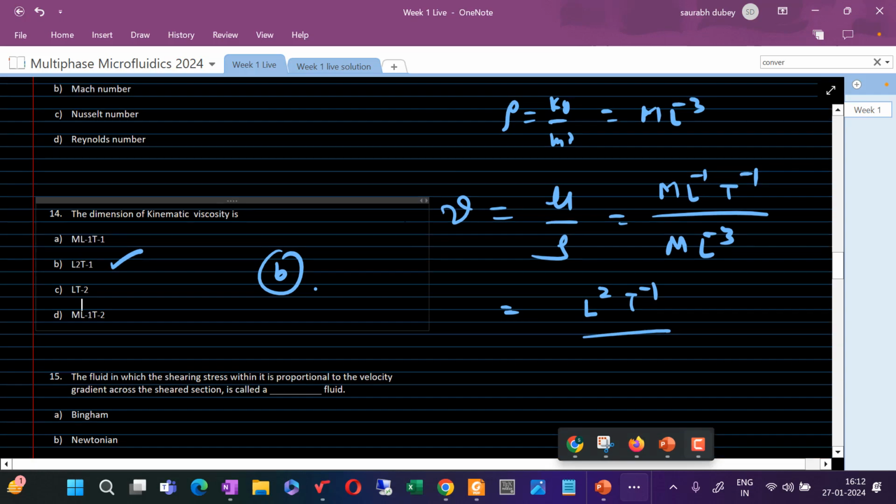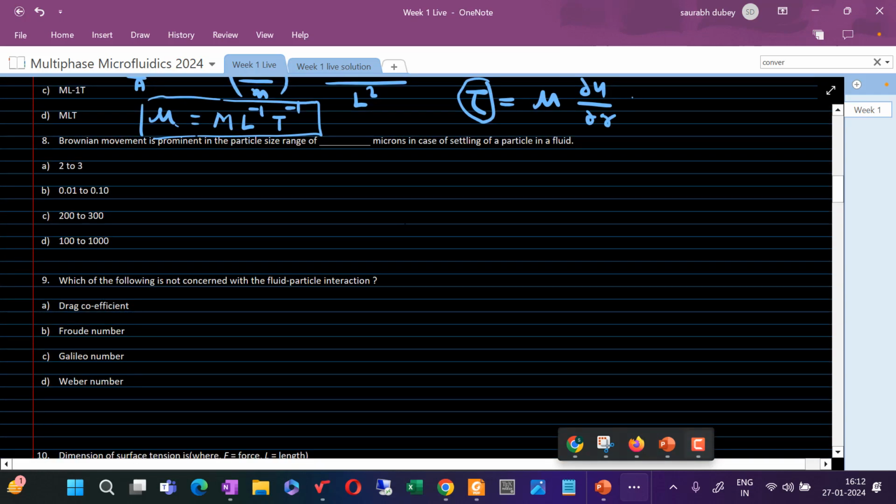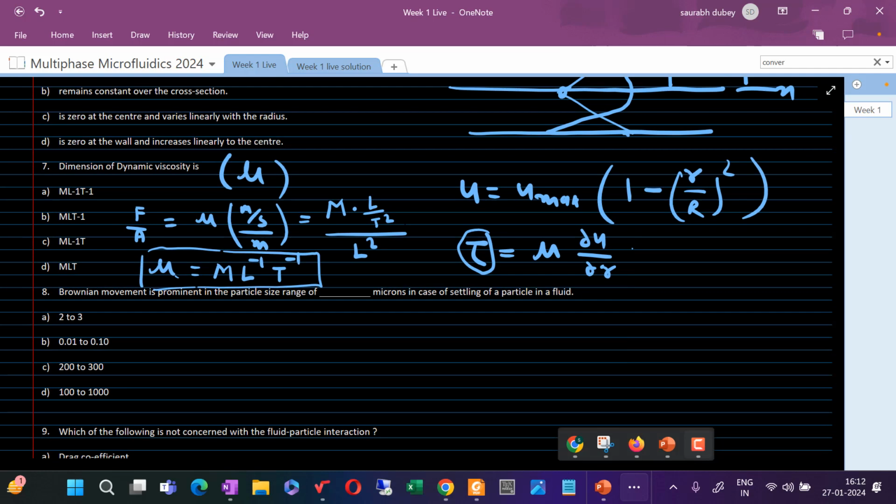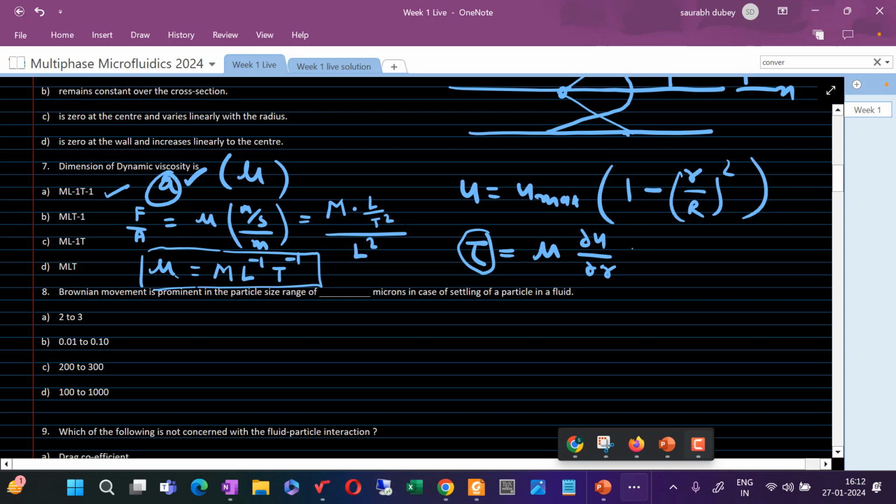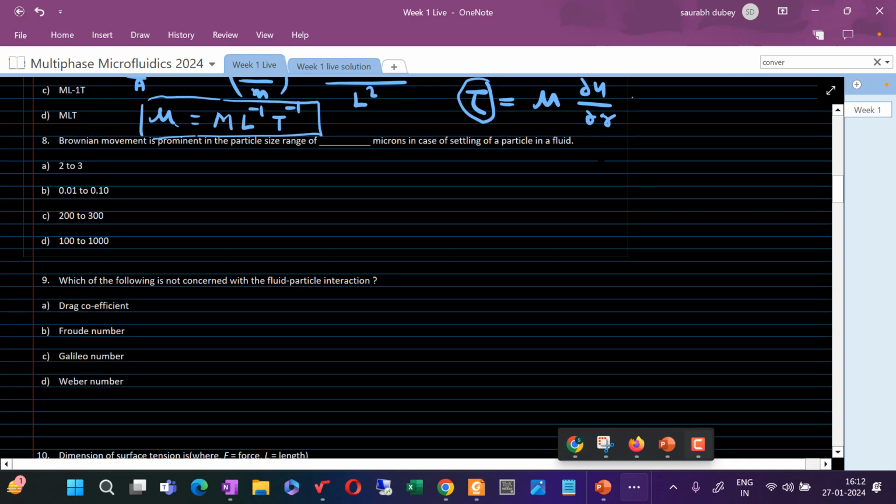And in this one, what is this? This is ML minus 1 t minus 1. A option. Okay, A is the correct one. And the another one, this is somewhat informative. I just kept it. Maybe you know it.